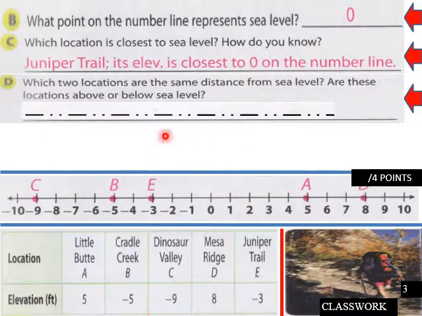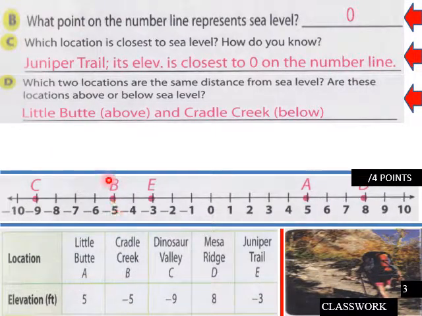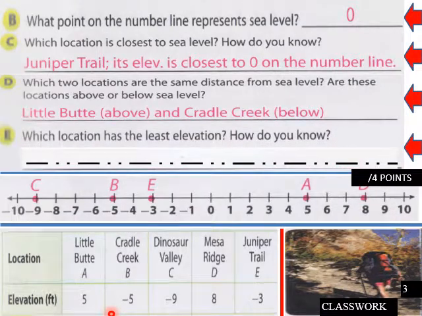And then which two locations are the same distance from sea level? Are these locations above or below? So right here we have -5 and then 5. Little Butte and Cradle Creek. Which location has the least and how do you know?